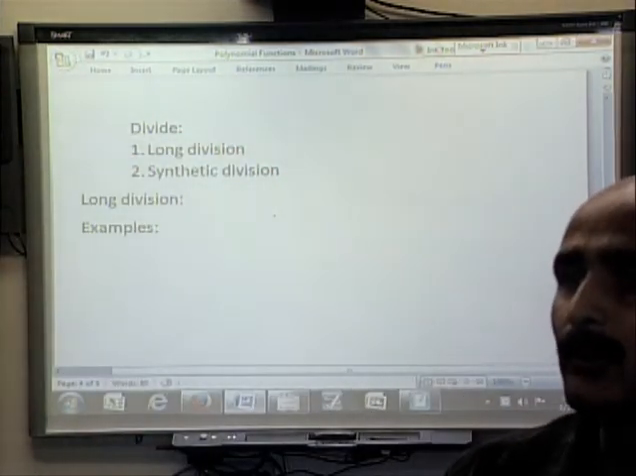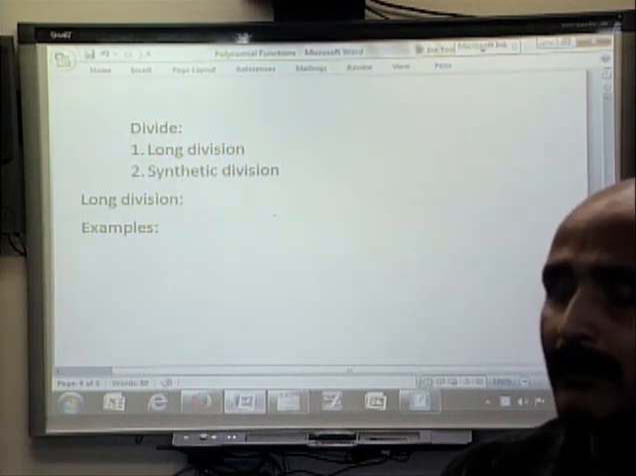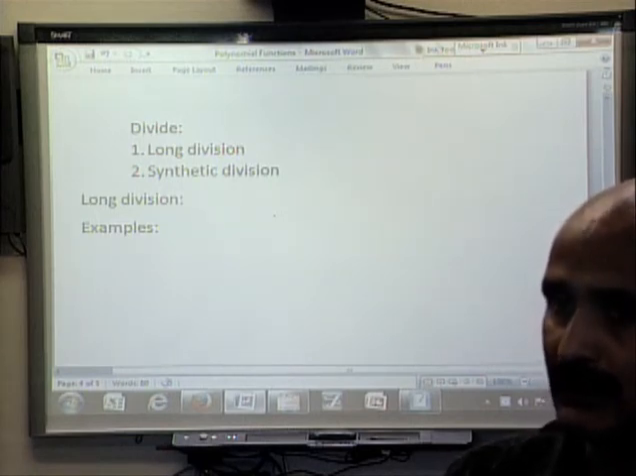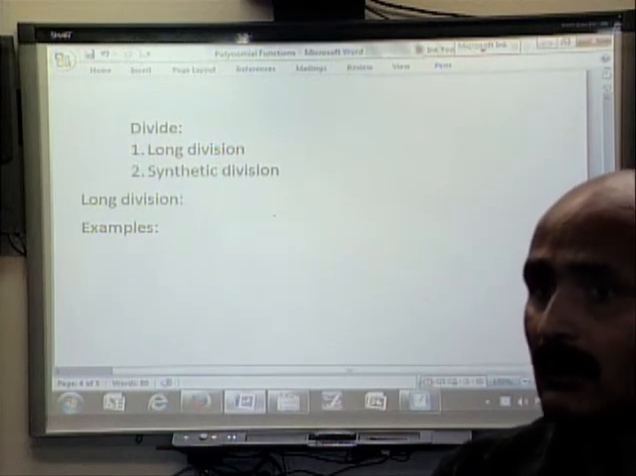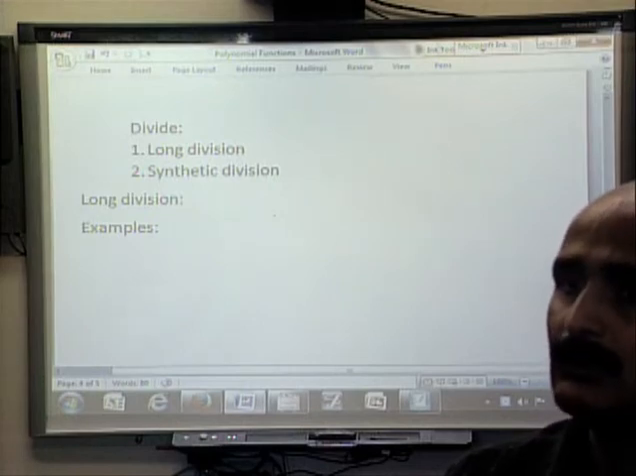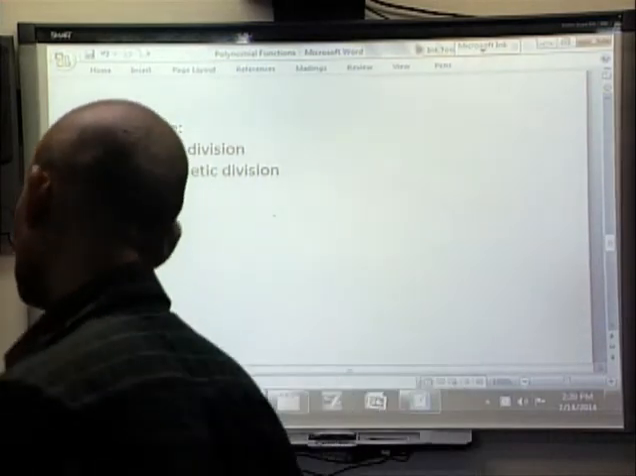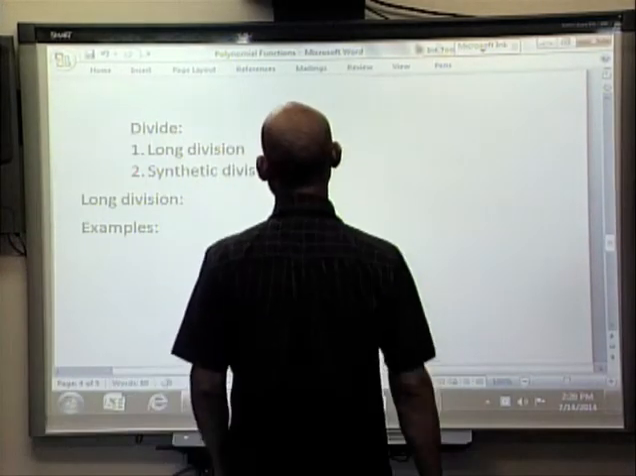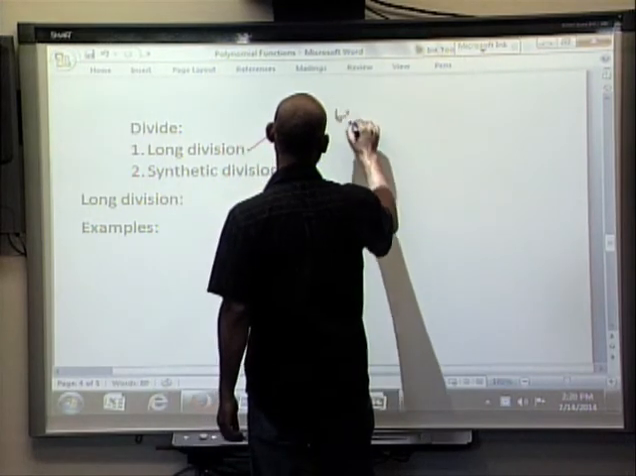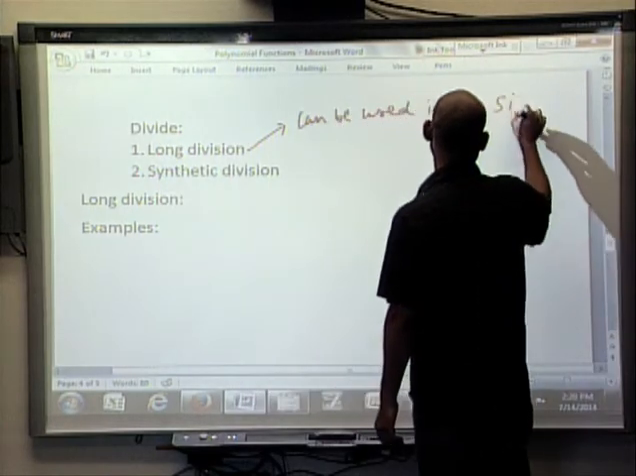There are two different ways of dividing a polynomial by another polynomial. One of them is called long division and the other one is called synthetic division. The method of long division can be used to divide any polynomial by any other polynomial. So, this can be used in any situation.